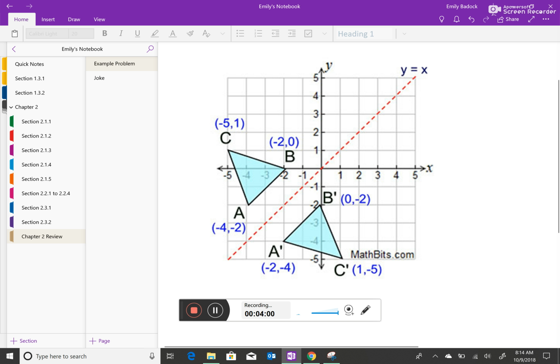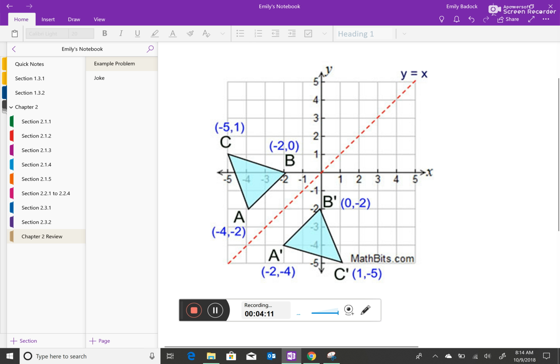So I wanted to make sure I touched base with you guys on that one because we practiced this very briefly. We've definitely reflected enough, so I want to take it to the next step because there are definitely released questions from the state test about reflecting over the line y equals x.